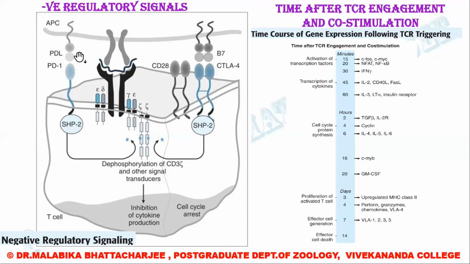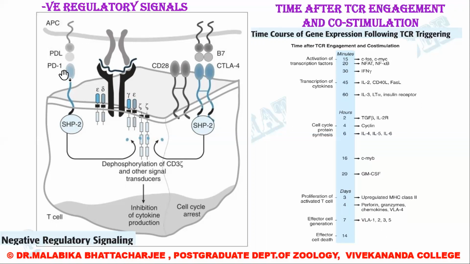The important thing is that PD1 expression on a T cell is induced within hours of activation. I'm repeating it once more. PD1 expression on a T cell is induced within hours of activation, while expression of the PD1 ligands like PDL1 and PDL2 on the DC is induced by inflammatory cytokines.